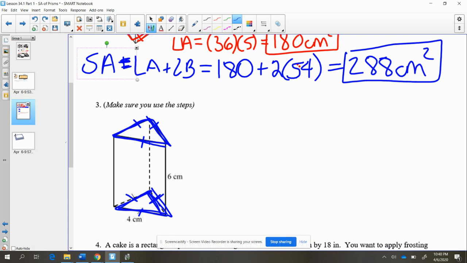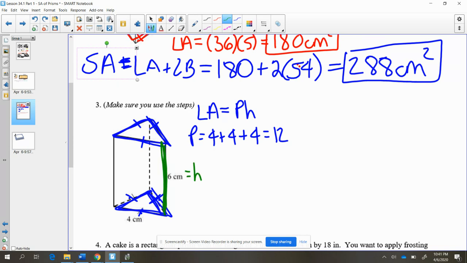So when we talk about the lateral area here, it's the perimeter of the base times the height. So in this case, all three sides are going to have a length of 4. So our total perimeter of the base is 12. And then notice this time the height, the distance between the two bases, is 6. So our total lateral area is going to be 12 times the height of 6 for a total of 72 square centimeters.